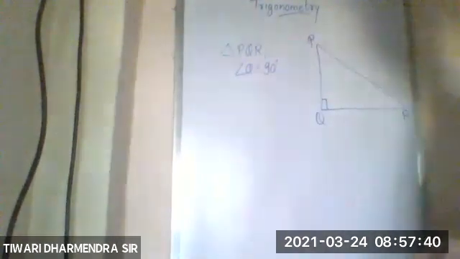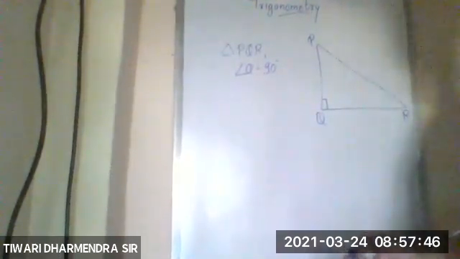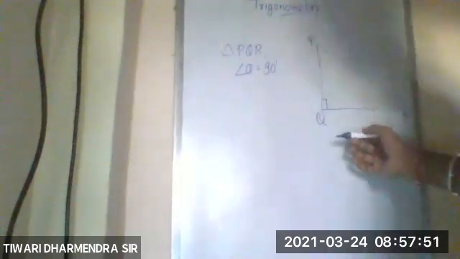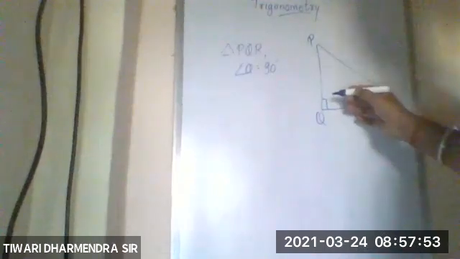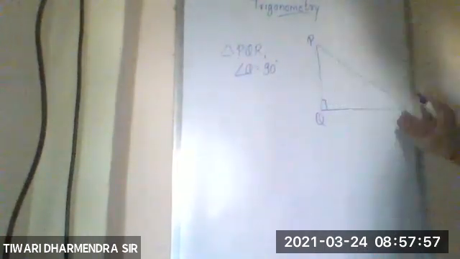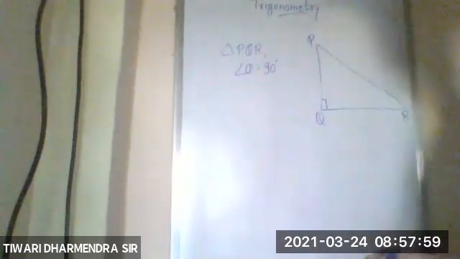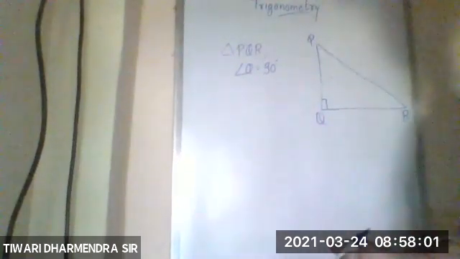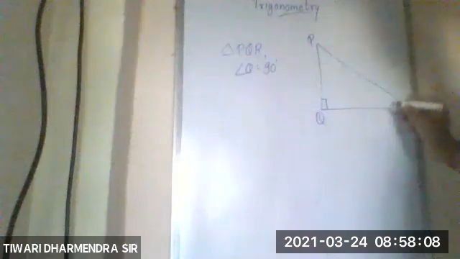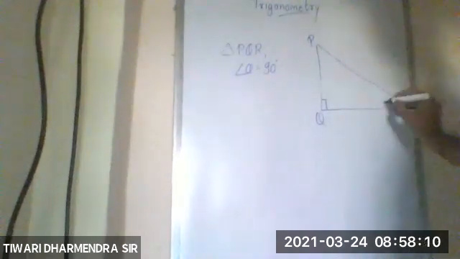Angle P and angle R are complementary to each other, as I explained in the last class. Since the sum of the measures of all angles of a triangle is 180 degrees, if we take out 90 degrees, what will remain? Angle P plus angle R is equal to 90 degrees. And we know that two angles are said to be complementary if their sum is 90 degrees. So assume that angle R is theta.